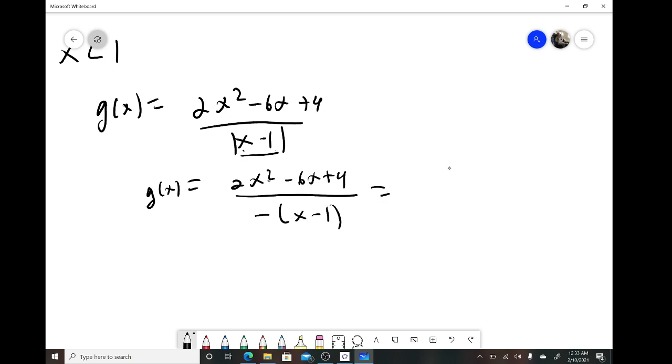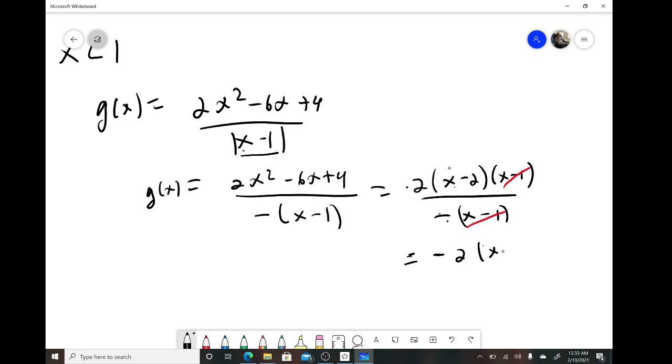We already know what the top factors to, so I'm just going to factor it right away. This was 2 times x minus 2, x minus 1. Now notice that I have minus x minus 1 here. So we could actually cancel out x minus 1 and x minus 1, and I have a negative sign, so this is just negative 2 times x minus 2, so I get negative 2x plus 4.